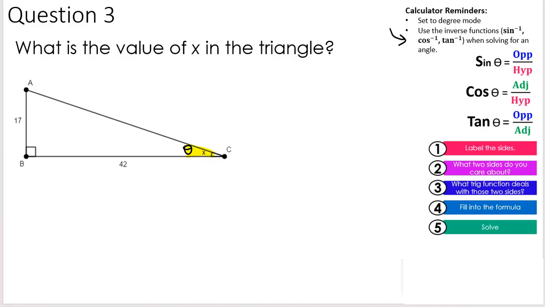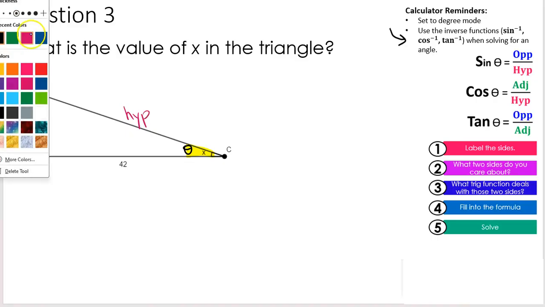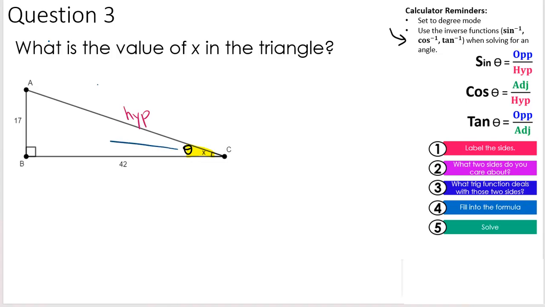Label the sides. Okay, so if that's my theta, here's my hypotenuse. The side that is away from it, way over there, that's my opposite. And the side right next to it is my adjacent. Okay, step 1 is done, labeling those sides. Step 2, what 2 sides do I care about?